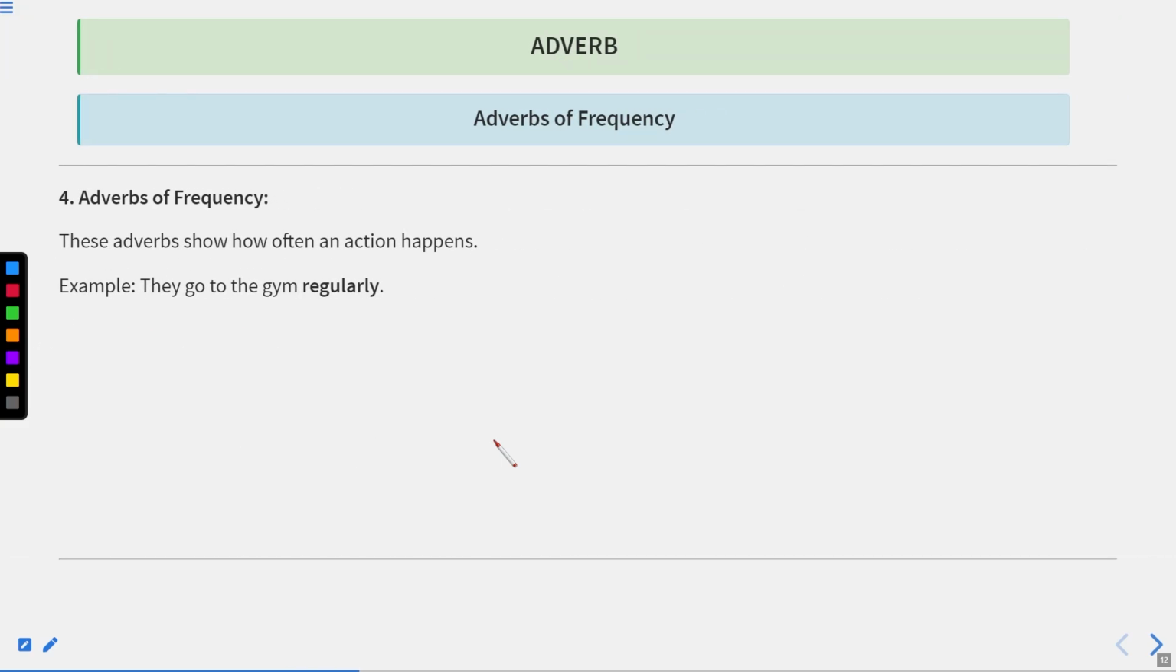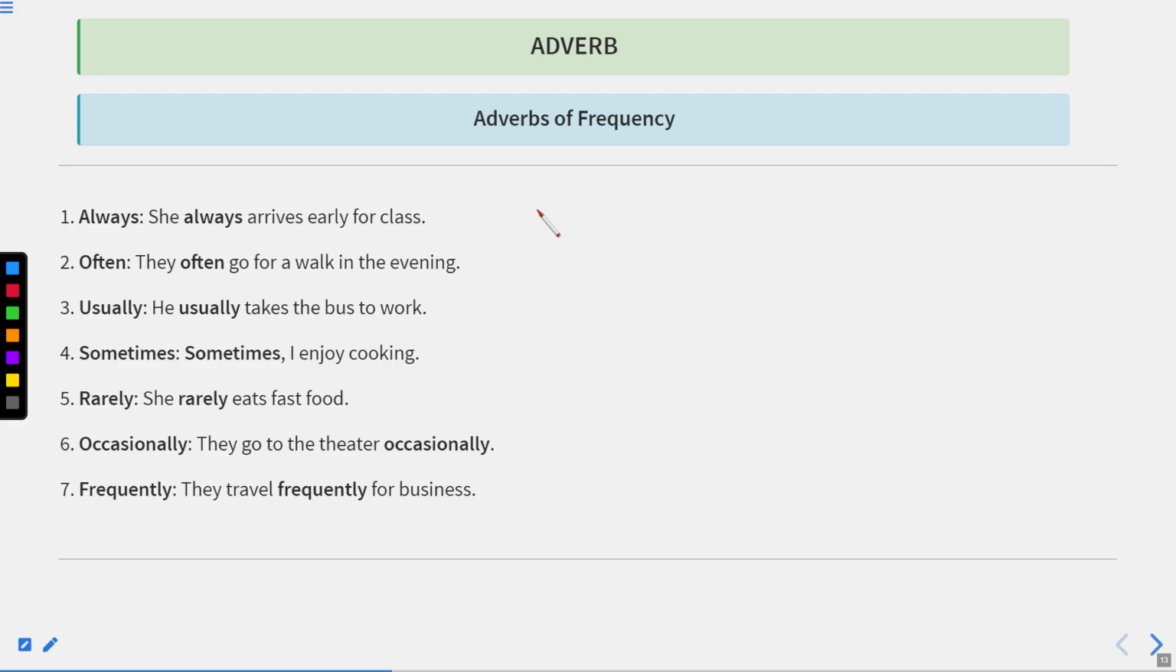Here we'll discuss adverbs of frequency. Now, what are adverbs of frequency? These adverbs show how often an action happens. It means how many times that action takes place. For example, if I say I go there regularly, it means on a regular basis I do this activity. They go to the gym regularly. It means without any breaks. So today they go, tomorrow they will go, day after tomorrow they will go. So this is the process which they do regularly. So this is frequency, how often some work takes place.